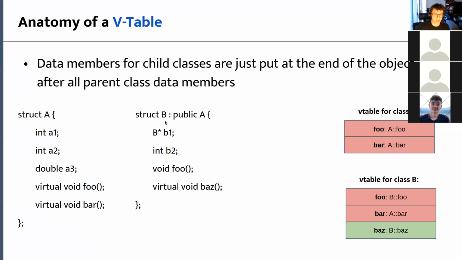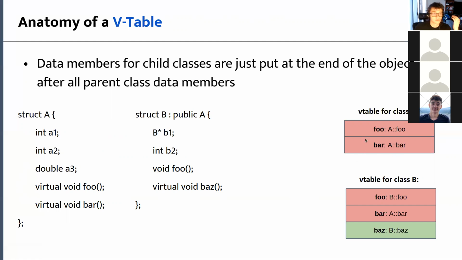So let's say we have our A struct and our B struct again, but this time we have functions. In the parent class, the base class here, we have a virtual function foo and a virtual function bar. And then in the child class, we have foo, which, even though it's not marked virtual, is overriding the parent class version of foo. And we have a new function, baz, which is marked as virtual in B. So here's what the V tables would look like for these two classes.